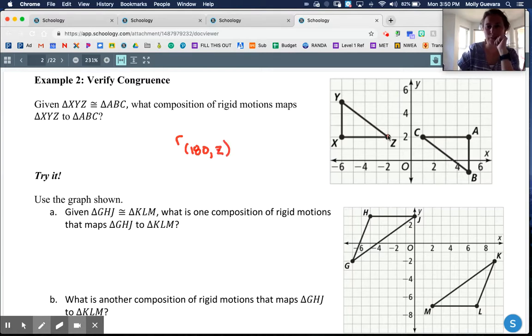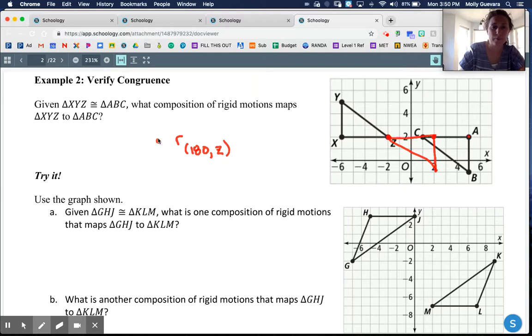And what that will do is give me this triangle. Once I rotate it, I have that triangle, but that triangle does not line up with this triangle. So now what I can do is just slide it, right? I can slide it over 1, 2, 3 units. I want this point to be here. So I'm going to slide it to the right 3 units.